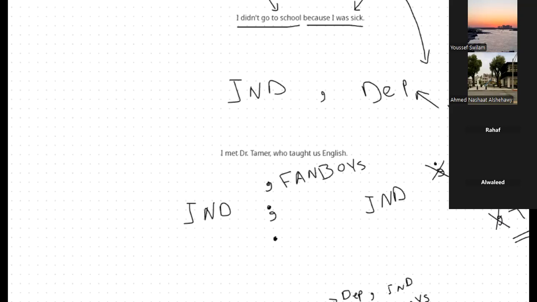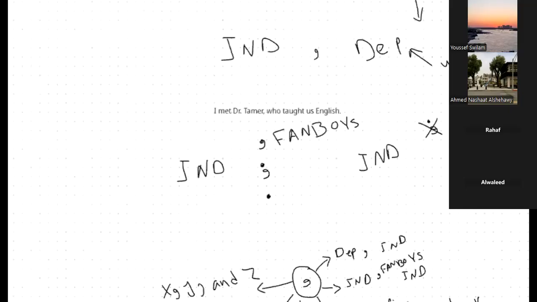Let's turn back. As we said, if we have independent, then dependent, and this dependent is not essential, we put a comma before it. Now, if we have two independent clauses that come together, we call it a compound sentence: subject, verb, and meaning, and subject, verb, and meaning. In that case, we put between them a comma with a FANBOYS word, a semicolon, or a full stop.